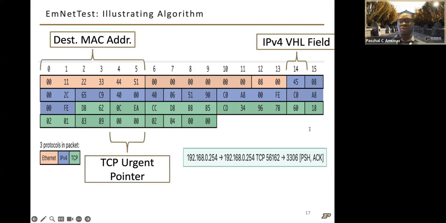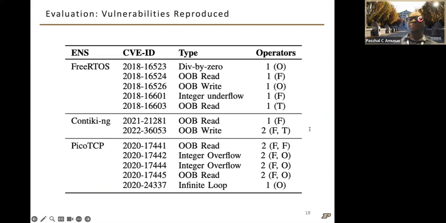Now let's talk about our results. To evaluate, we first evaluate EmNetTest's ability to detect known vulnerabilities. We collected a set of 14 vulnerabilities that affected the protocols our prototype currently supports: TCP, IP, and UDP protocols. Of the 14 vulnerabilities in the set, we were able to detect 12 of them using EmNetTest, and couldn't detect the remaining 2 due to time constraints and some IPv6 specific features.